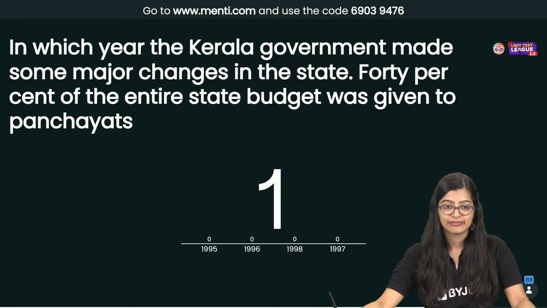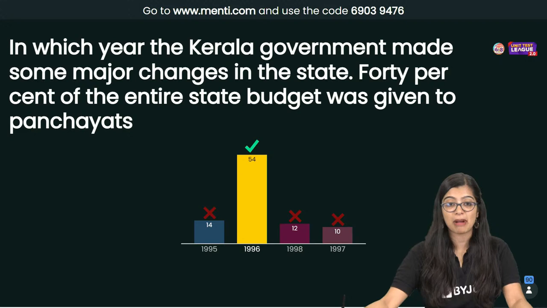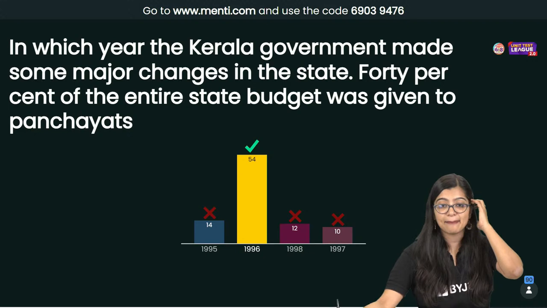All right, everybody, very good. Most of you have marked the correct answer. It happened in 1996, so the correct answer here is option B.